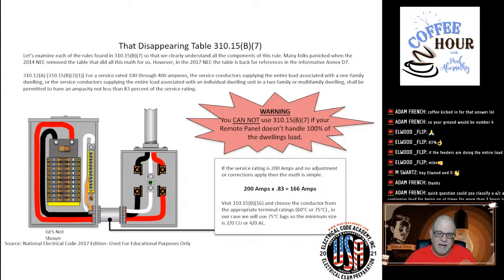So in this scenario, these service conductors are seeing 100% of the load, okay? Everything on this panel is being seen, 100% of the load. So sizing these conductors all the way up to the point of attachment, since I'm handling 100% of the load here, I'm able to apply this rule. So this 200 amps times 0.83 is 166 amps. Again, I size these conductors accordingly, and they're good to go.